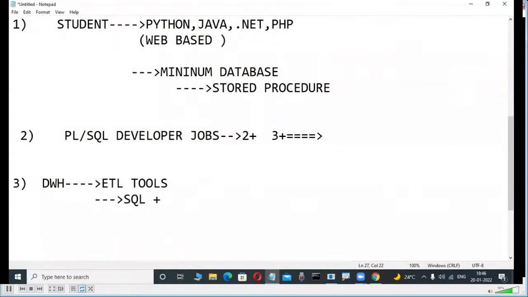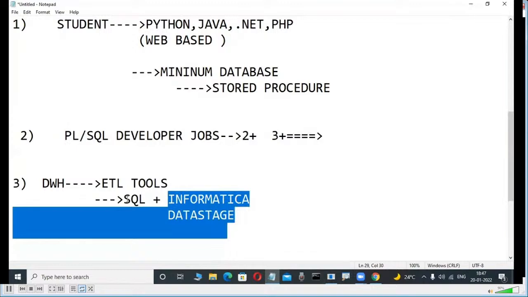Then they learn tools in institutes also. Informatica is a very popular tool. Again, there is an ETL tool, DataStage, a popular tool. Again, there is Talend, a tool. These ETL tools have a graphical user interface.